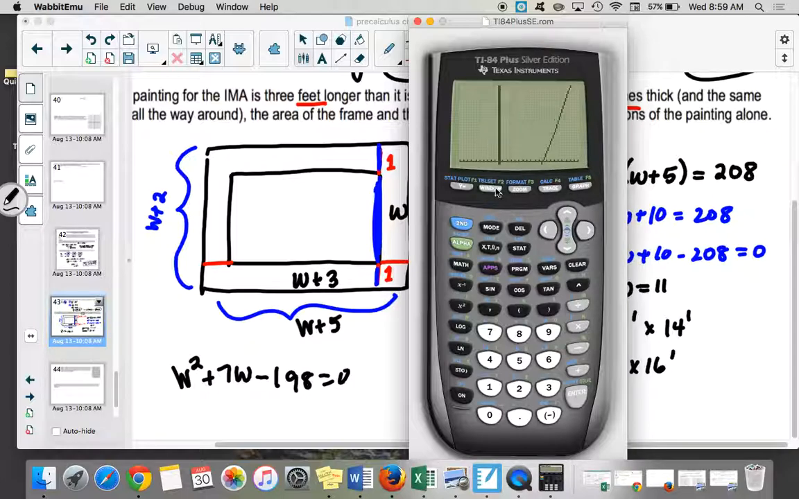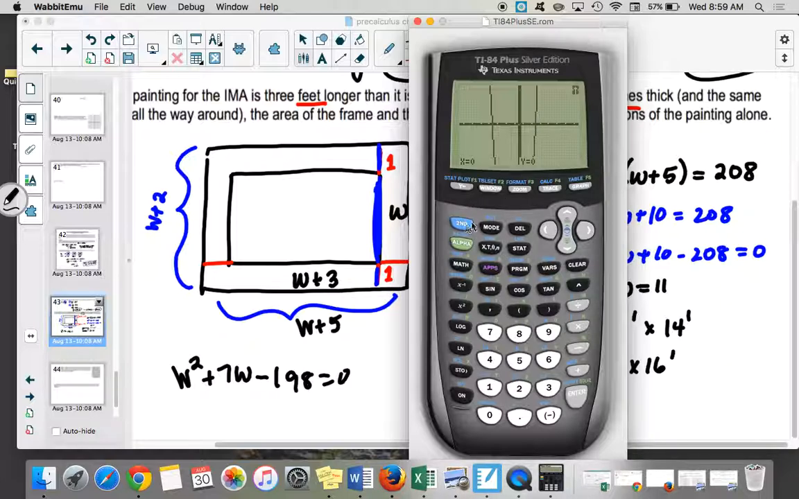So think about this. If I was back at my standard window, so if I did zoom 6 to go back to negative 10 to 10, I don't quite see it. This is an upwards parabola. I know it's an upwards parabola. I don't quite see it, but if I zoomed out maybe and hit enter, oops, there it is. So it's graphing that, and I would find this point right here.